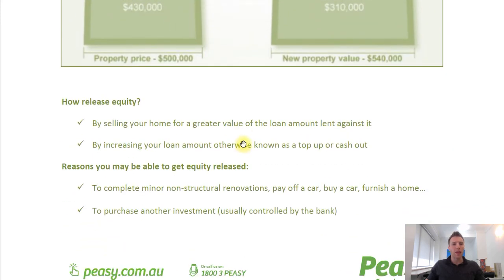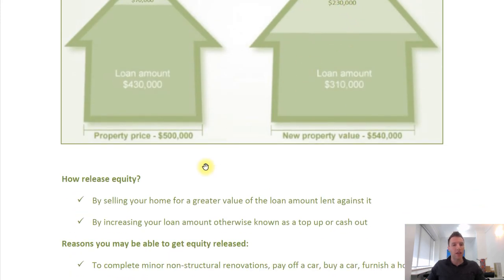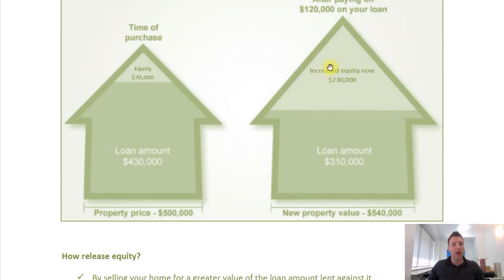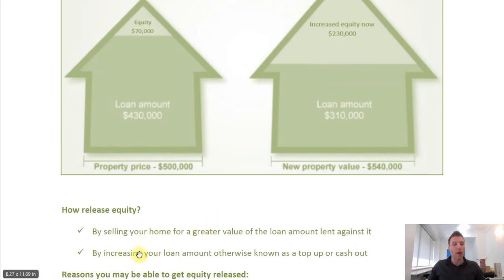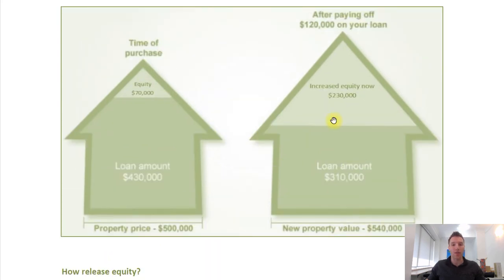So the way of being able to get the equity is either you can sell the property and get that 230,000. Obviously, you'll have sale costs, maybe capital gains tax, agents fees, things like that, and then pay out the loan, and then what you have left over is the amount from equity, or by increasing the loan.